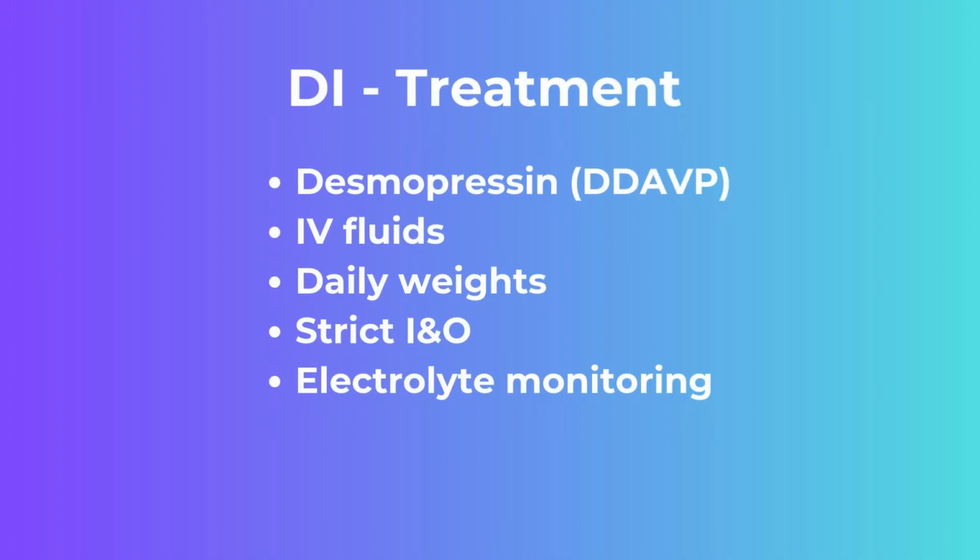We're going to look at the treatment options for DI and SIADH. Treatment for DI focuses on replacing fluids and administering desmopressin to reduce urine output. There could be IV fluids. You're going to take daily weights. You're going to monitor electrolytes, and there's going to be a strict intake and output in place for the patient.